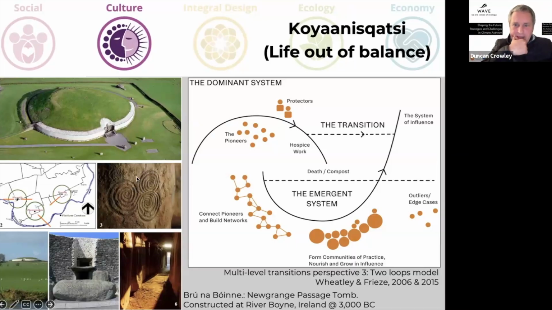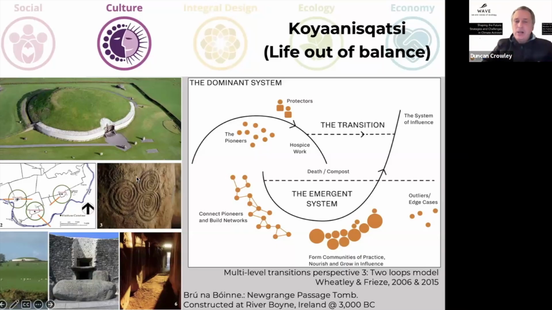Wheatley's two loops model is used in a lot of the work we do, and it's about people realizing the end of the dominant system, that's one thing that's happening. So one paradigm is dying, but at the same time a new world is coming into being, and that's the ecological, socially just world. So we need to help hospice, to assist the old world in dying and to help bring about the new.